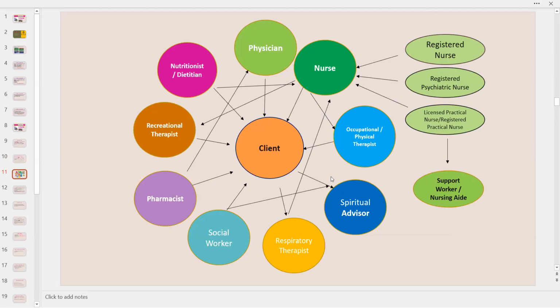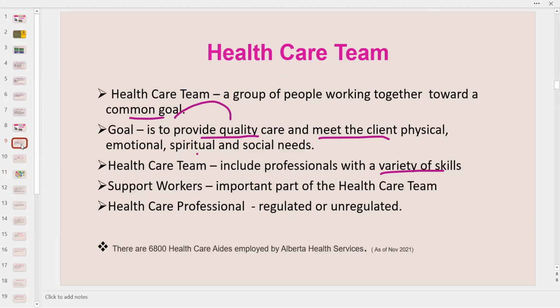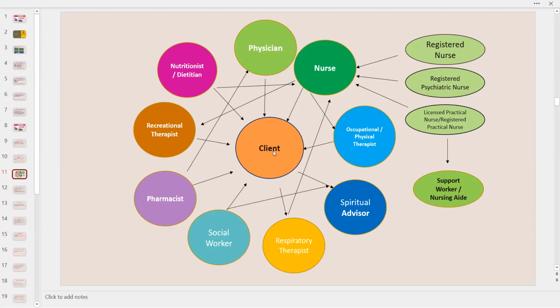Now, this is an example of how a healthcare team looks like. The client is in the middle, in the center, and their goal is to provide quality care to the client. So the physician is involved, the nurse is involved. When there are some health issues that the nurse or the physician will observe on the client, they will contact the physiotherapist. For instance, the client has some difficulty walking. Well, the physiotherapist can come in and assess and provide care, and the physiotherapist will communicate with the nurse, and the nurse will also come up with a care plan.